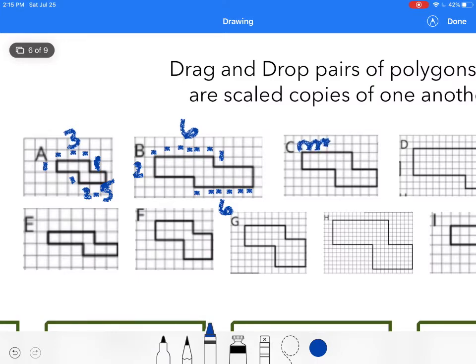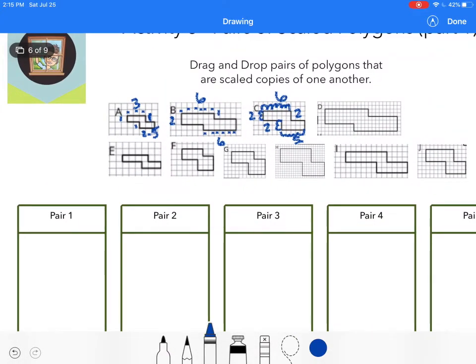So I'm going to keep going. 1, 2, 3, 4, 5, 6. 2, 2, 1, 2, 3, 4, 5, 2. Okay, so if I look at this, 3 times 2 is 6, 1 times 2 is 2, 1 times 2 is 2, 2.5 times 2 is 5. So these two are a scaled copy.